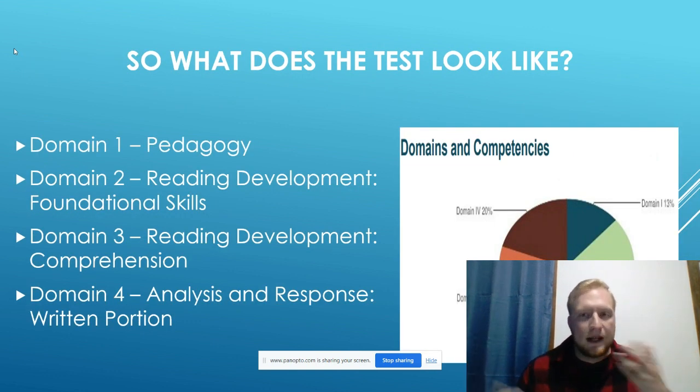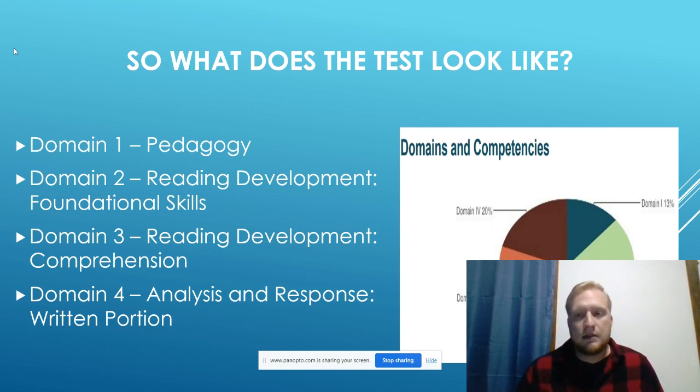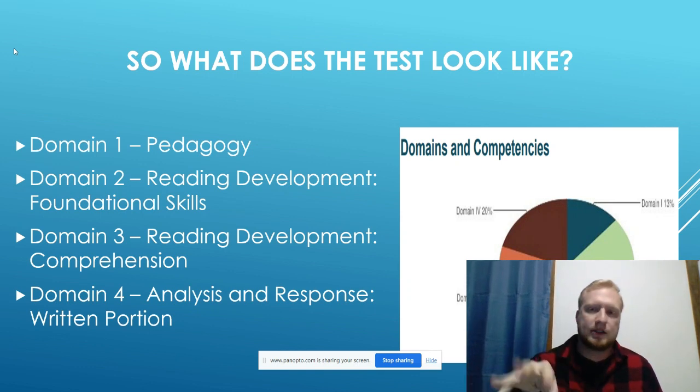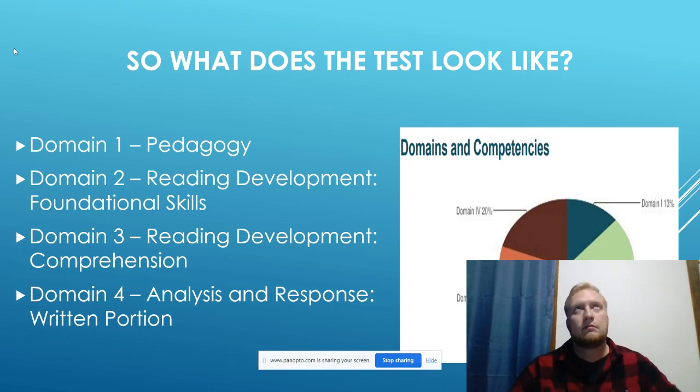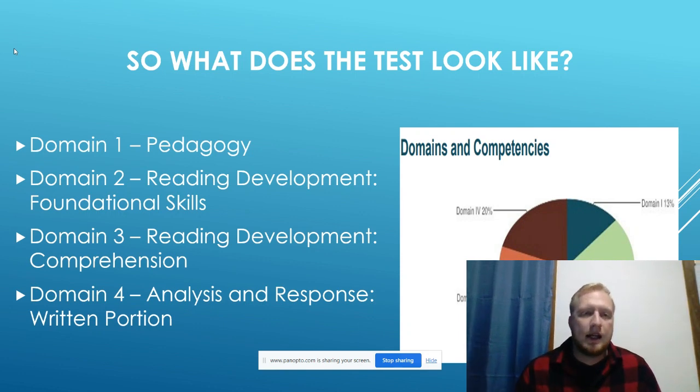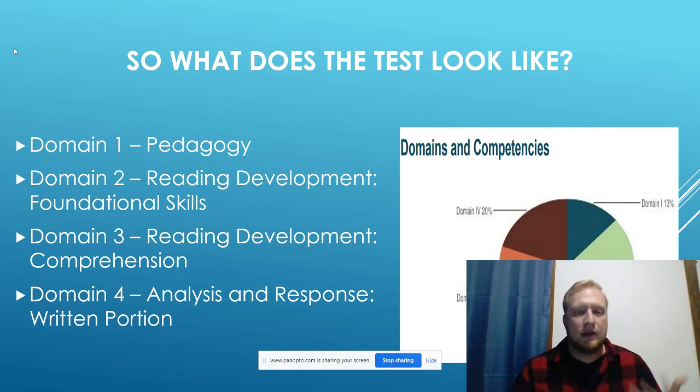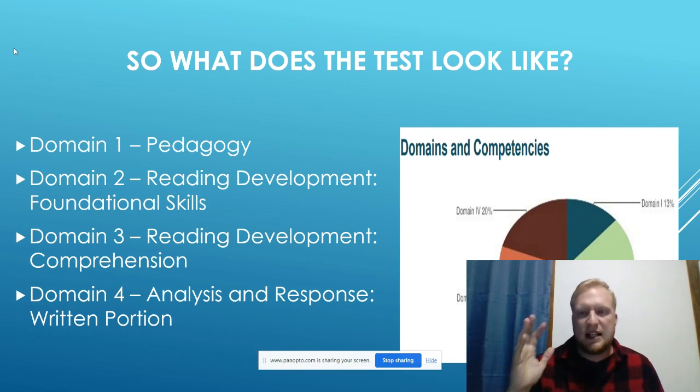So what does the test look like? I legally can't show it to you, obviously, but here's a really good breakdown. This is from TEA and Pearson's website, this graph to the right. It's broken down into 4 domains. Like I said, there's 13 competencies. There's a lot of competencies, but these are broken down together in domains. So there's pedagogy, foundational skills, comprehension, and the written portion of the test. And each part of it is broken down in this pie graph.